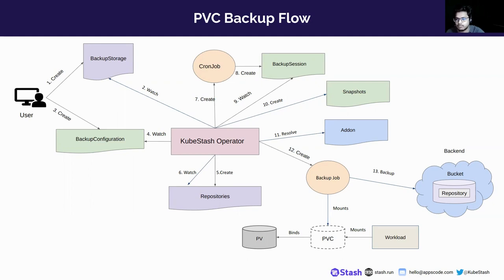The KubeStash operator watches this backup session and waits until the backup session is ready. When the backup session is ready, the KubeStash operator creates snapshots. In the meantime, the KubeStash operator also resolves the add-on. After resolving the add-on, the operator creates the backup job. Let's see, the backup job mounts our target PVC, and multiple workload volumes also mount this target PVC, which is also bound with a PV. This backup job is responsible for backing up our target PVC into the bucket repository. This is all about the backup flow of PVC.